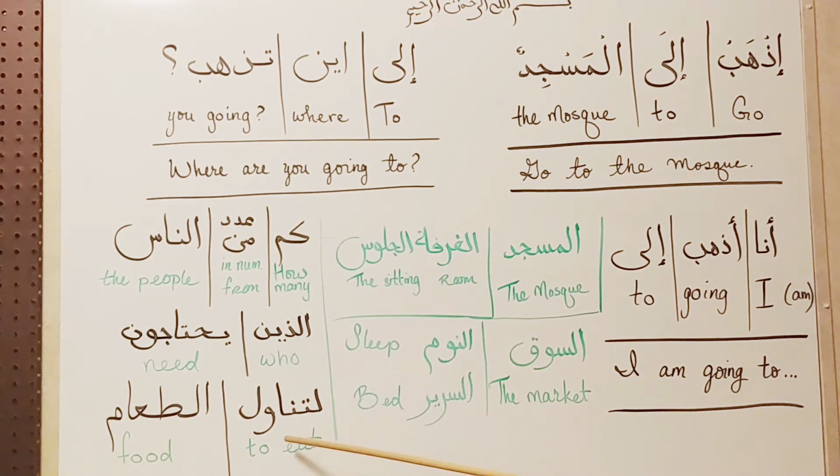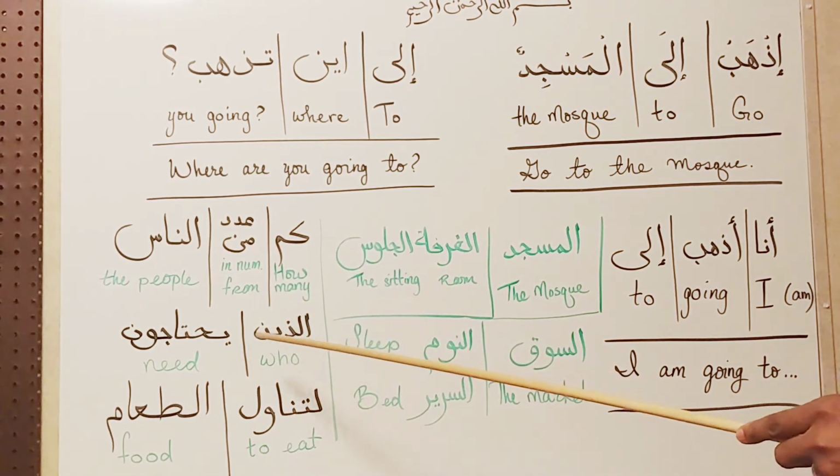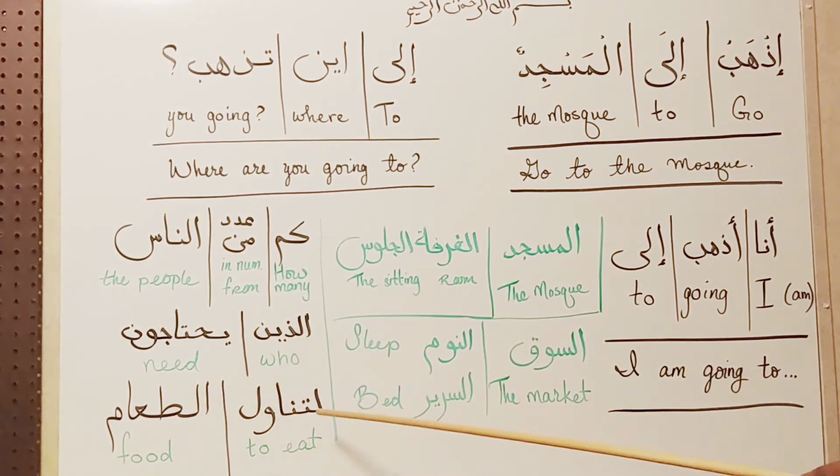للتناول, from this word here, إلى, لي, the same lam. لي is to. للتناول, eat. الطعام, food. How many people need to eat food? How many people are left who need to eat food? How many people are there that still need to eat? كم عدد الناس الذين يحتاجون للتناول الطعام.